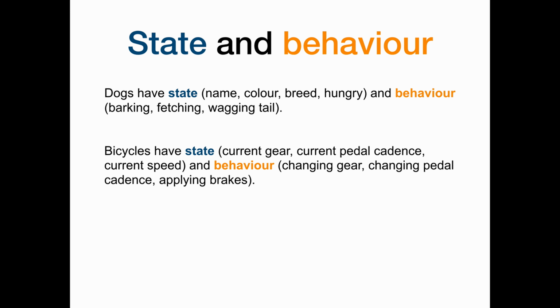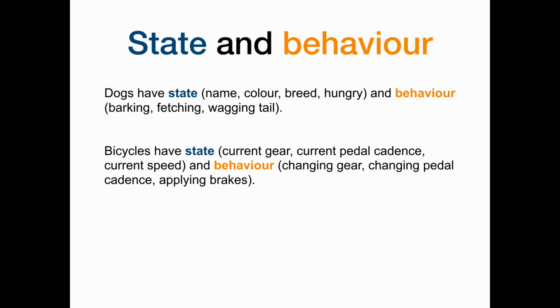Bicycles have state and behavior. So the state of a bicycle is the current gear. Which gear is it currently? The current pedal cadence and the current speed. These are states of a bicycle. But the behaviors, the actions of a bicycle: changing a gear, changing pedal cadence, applying brakes.